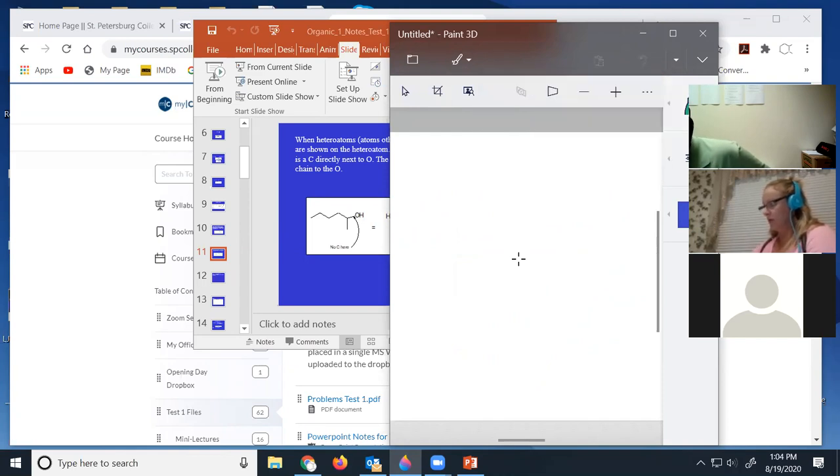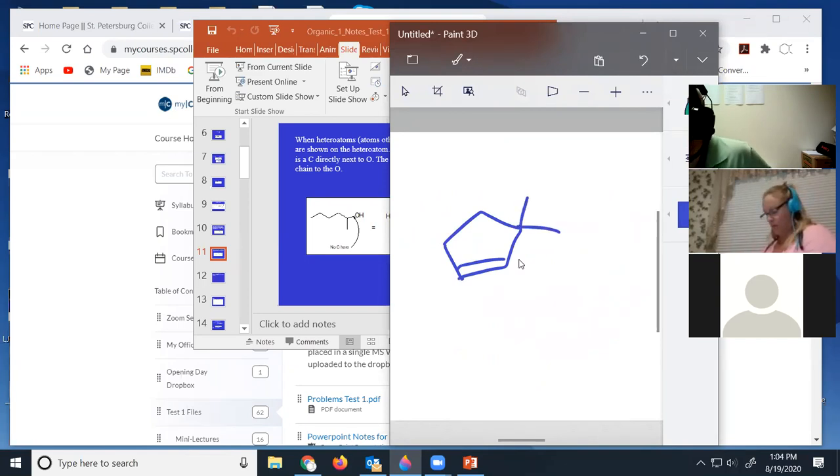Let's say we had something like this. I'm not going to make anything too complicated. So what would happen is you'd still do the same thing. You put C, C, C, C, C, C, and C. And then you would have 3 hydrogens, 3 hydrogens.